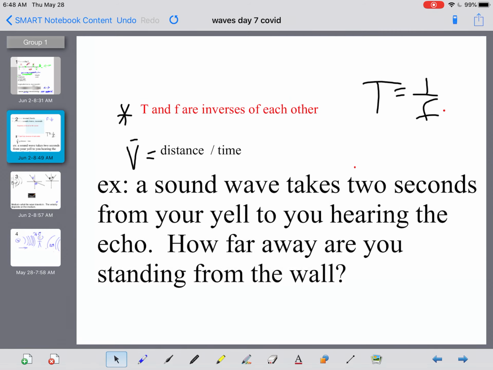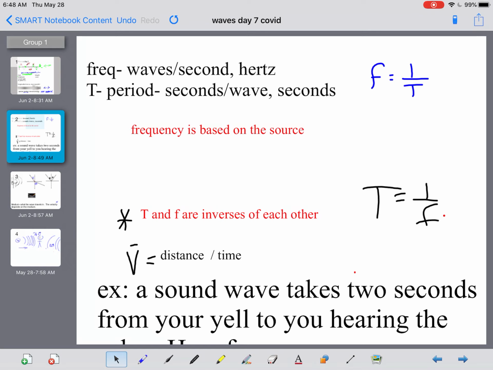We have frequency. A long time ago I said I'd memorize one of these definitions. So frequency is waves per second. It's measured in hertz, and its inverse is period. Now, you could also memorize period. That is seconds per wave. That's measured in seconds. The equation is this. F equals 1 over period.